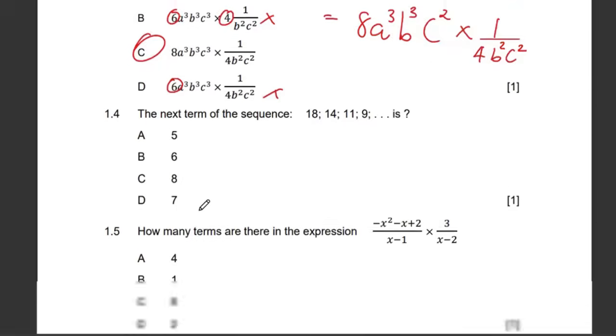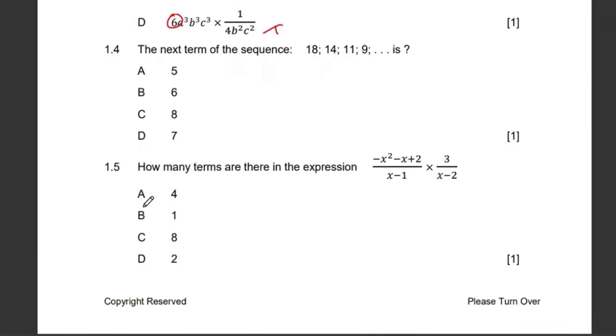1.4. The next term in the sequence is, so what's happening here? I see we are subtracting a 4, and then we subtracted 3, we subtracted 2, meaning that we must subtract a 1, so that we get 8 as our answer. These are subtractions, minus, minus.